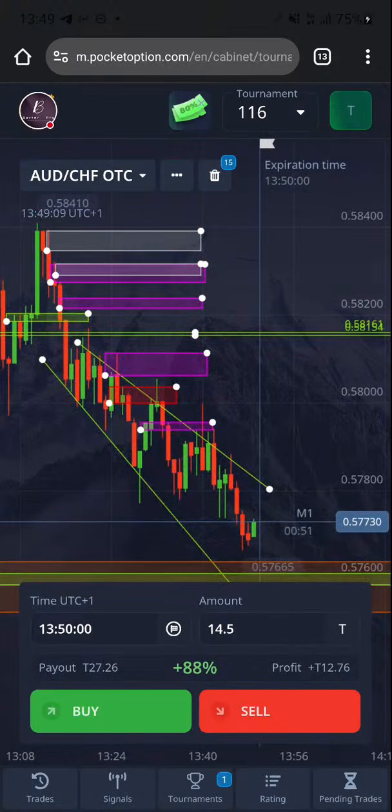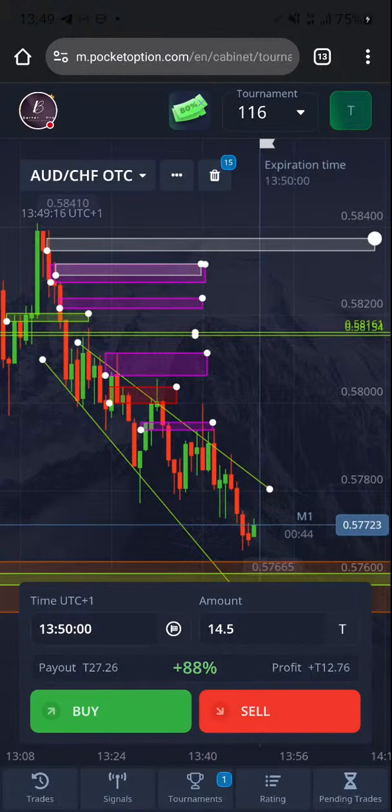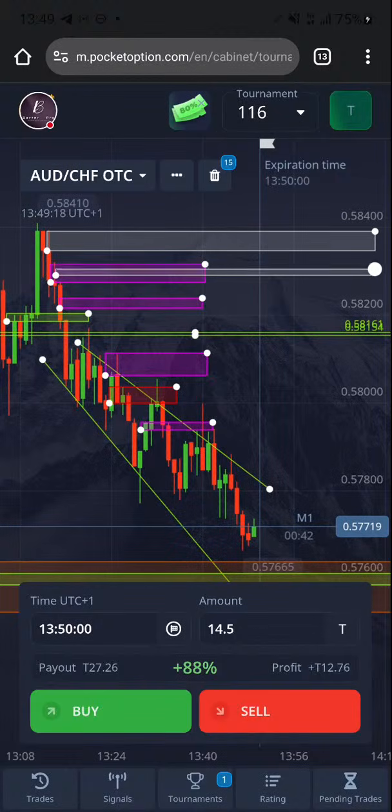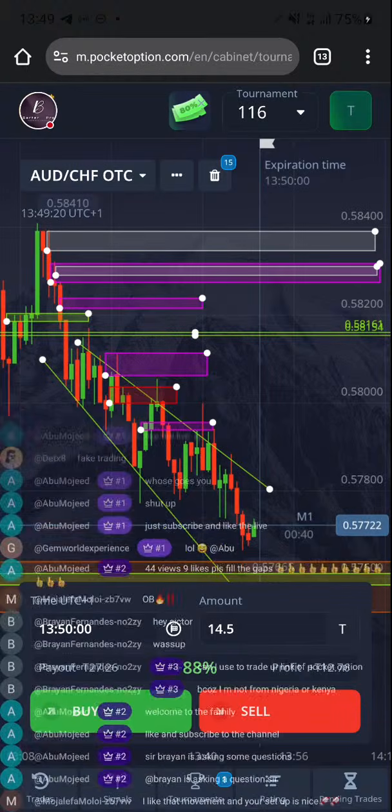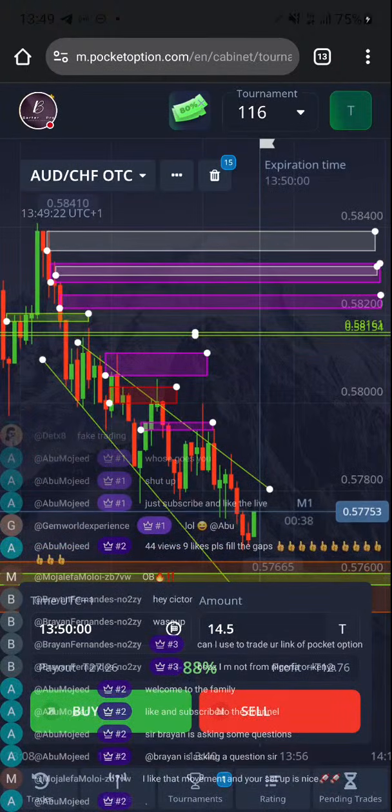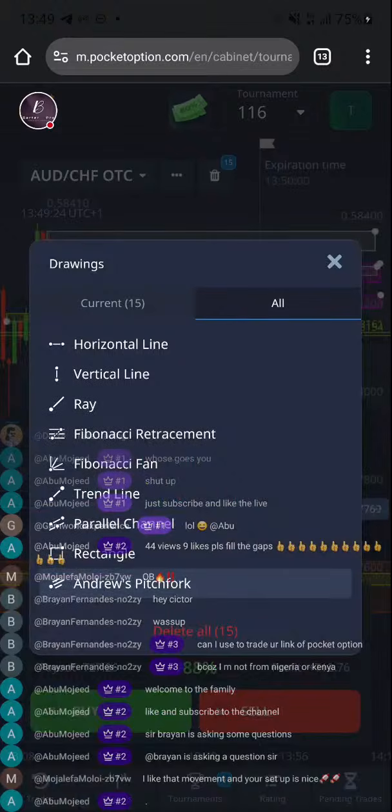So immediately price comes here, we are taking a trade to the upside. I'm expecting buyers to respond. All these QM trade entries that we have here are still valid. But if it takes too long, we'll not take the trade again.